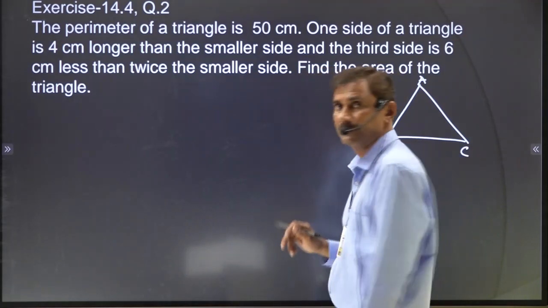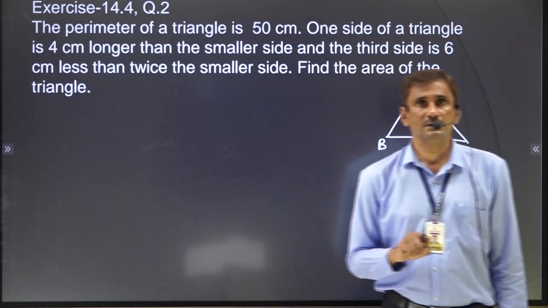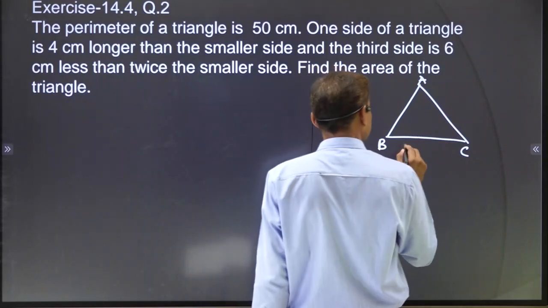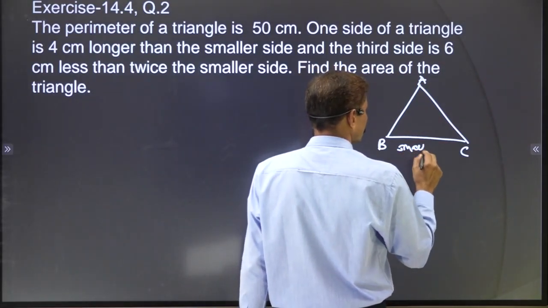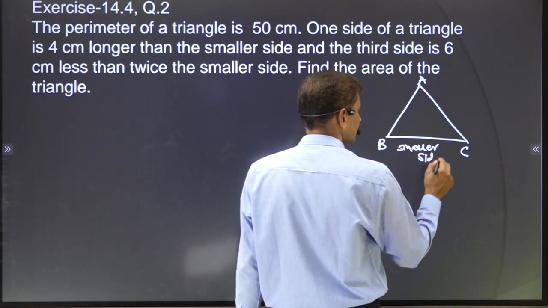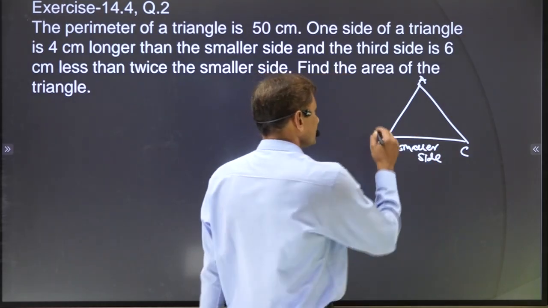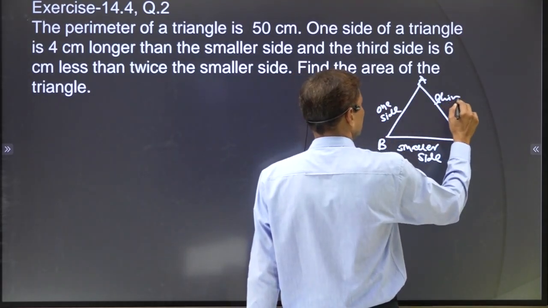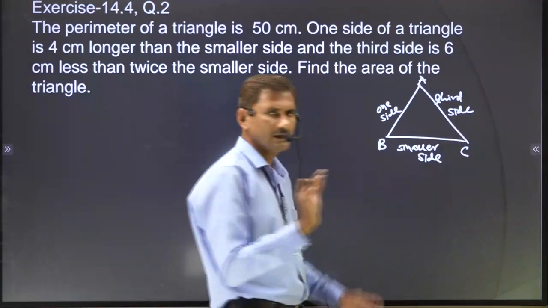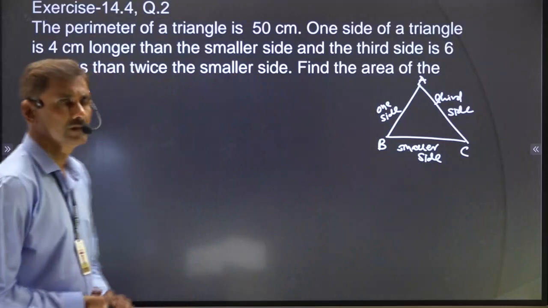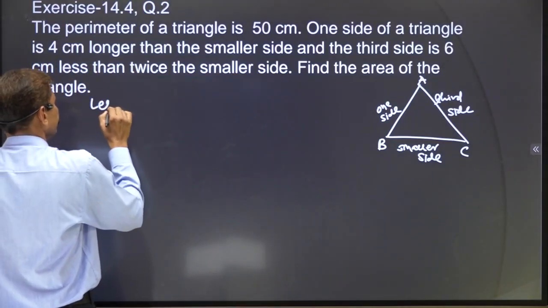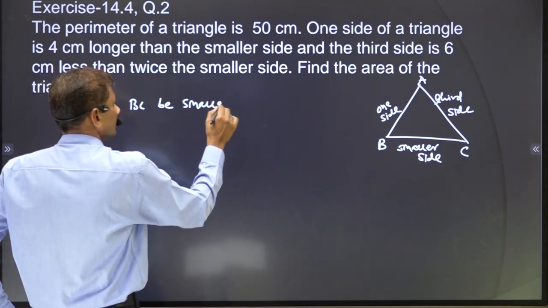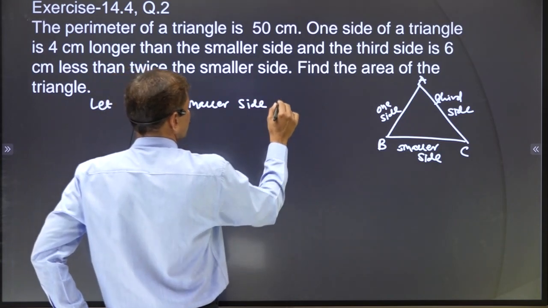Which one is smaller we will decide here. They used a particular language, longer. So one side, third side and smaller side. So let this be the smaller side. Basically, don't look at the triangle size. That is the smaller side. So this is one side and this is the third side. According to their terminology, we suppose here. So write down, let BC be the smaller side in triangle ABC.